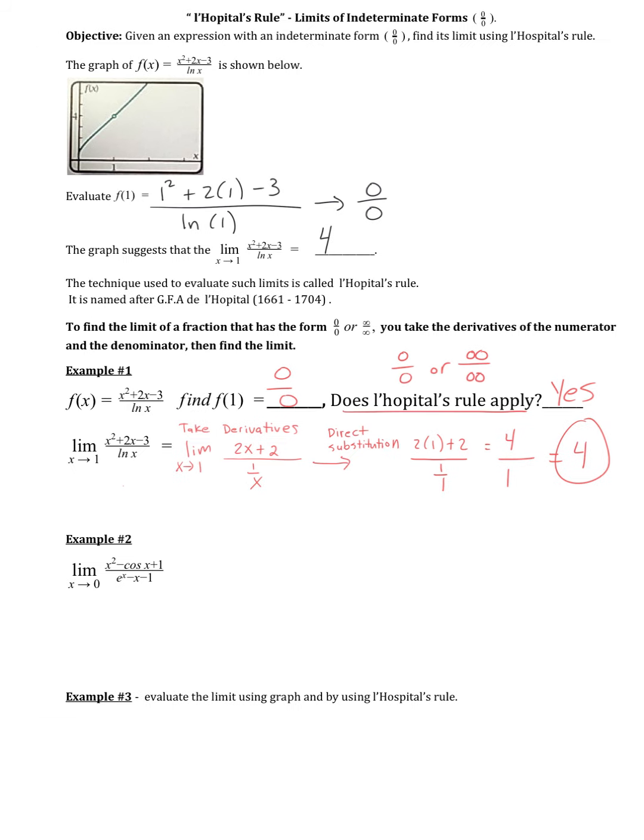Again, we can't do direct substitution from the original function because when I plug in 1 in the denominator, we get a 0. We do have 0 over 0, so that tells me that there probably is a limit. Anytime you have 0 over 0, you can use L'Hopital's rule by simply taking the derivative of the top and the bottom and then doing direct substitution. All right, let's do example number 2.